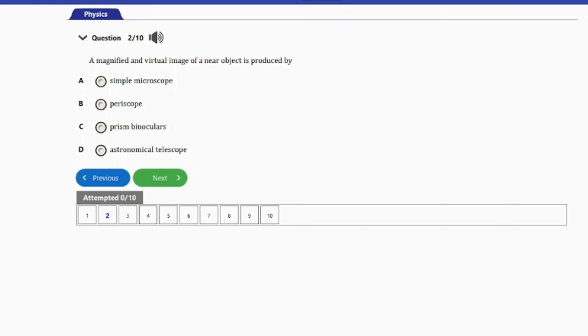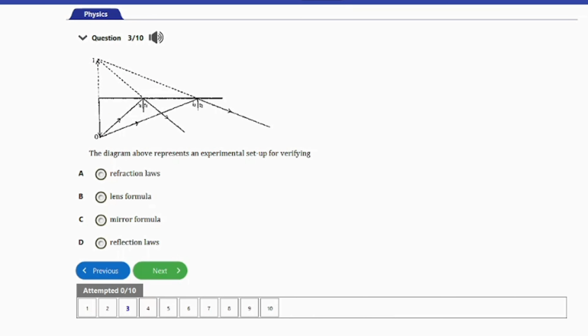Let's go ahead and consider the next question. We have a diagram here, and the question says, the diagram above represents an experimental setup for verifying A. Refraction laws, B. Lens formula, C. Mirror formula, D. Reflection laws. The answer to this question is option C, and that's mirror formula. So that's it for this question.